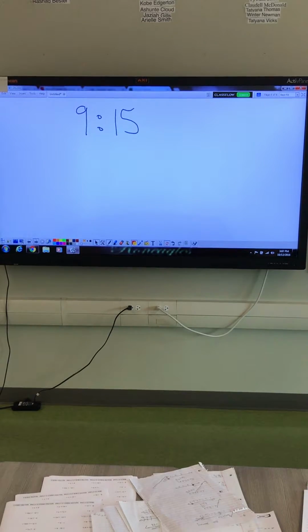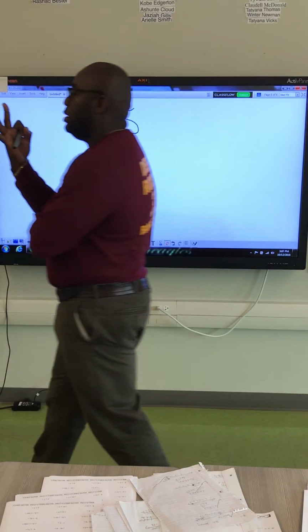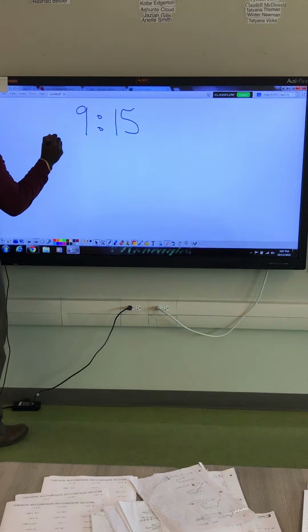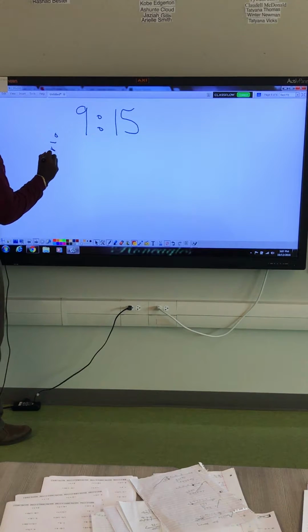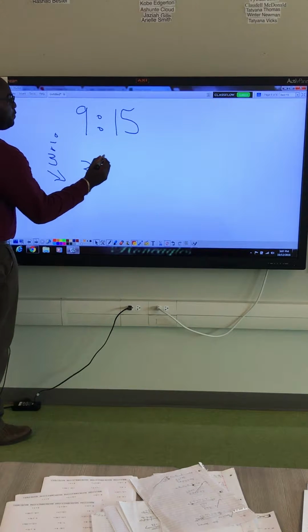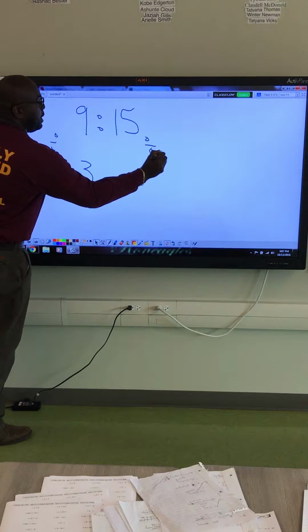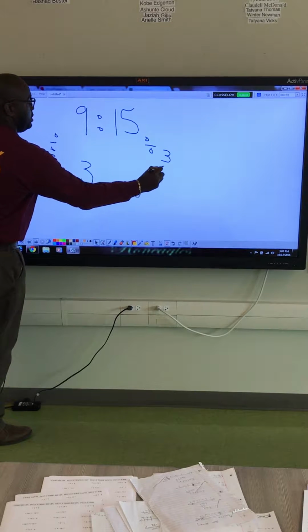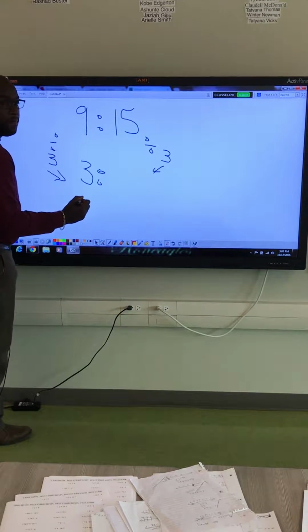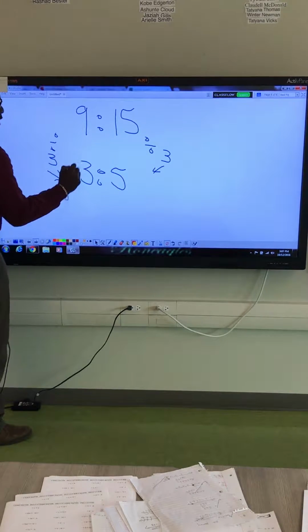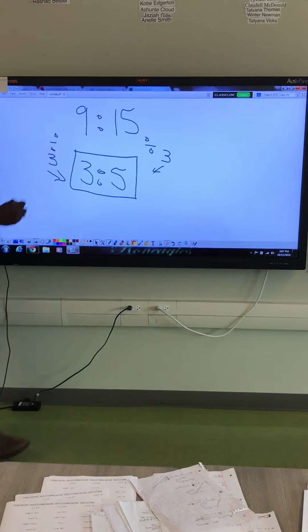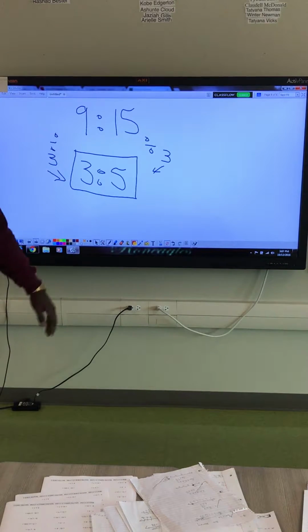So we can divide them both by 3. Good job. 9 divided by 3 is 3. 15 divided by 3 is 5. Your answer is 3 to 5. You got 3 to 5, right? Clap for yourself.